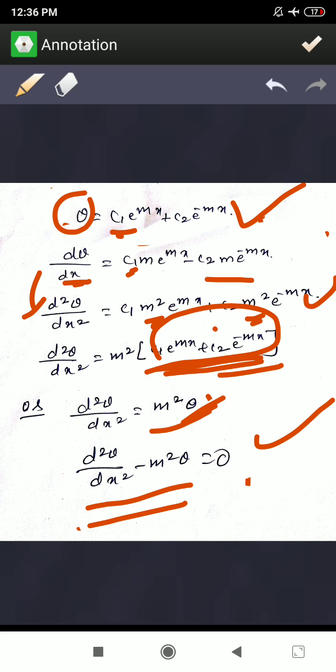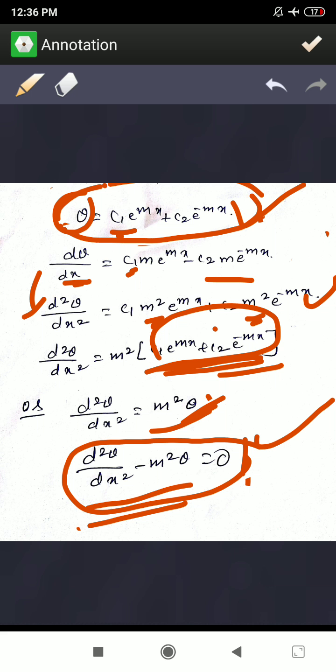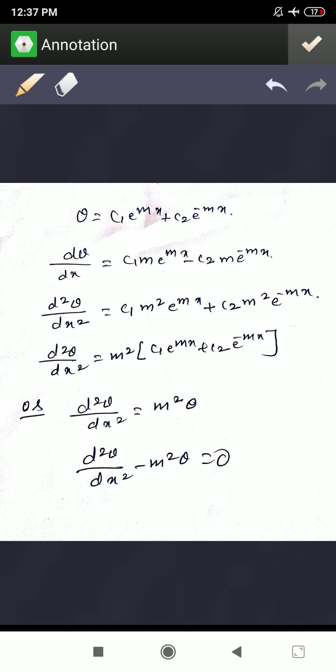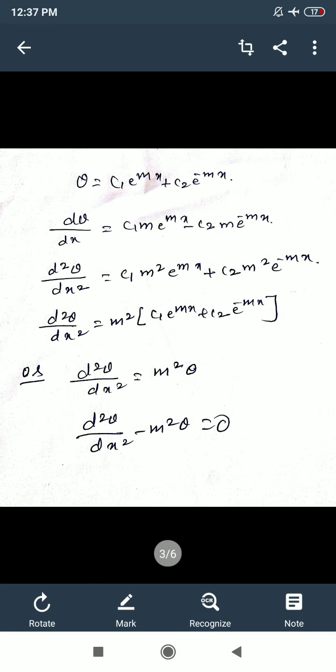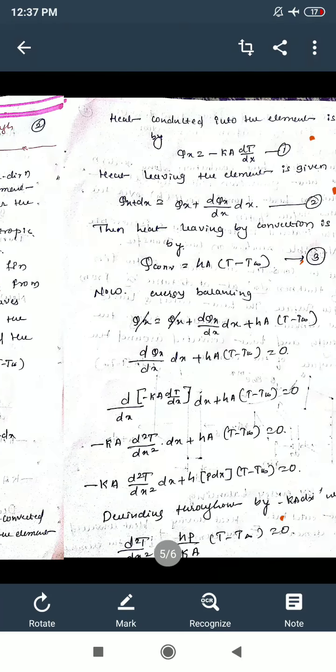We have to remember the solution for this second order linear differential equation. You have to remember this: d square theta by dx square minus m square theta is equal to 0. The solution for this equation is theta is equal to c1 e raised to mx plus c2 e raised to minus mx. So here you have to remember these two.